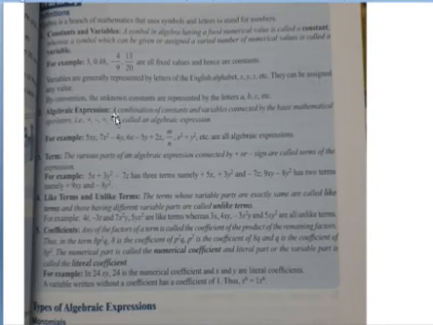And what is an algebraic expression? In algebraic expressions there are constants and variables with the various signs like positive, negative, division and multiplication, like 5xy. Here in this term, 7x square minus 4y, 7 is constant, x is variable and minus sign 4y, and here 6x minus 5y plus 2z. So constants and variables with the various signs.